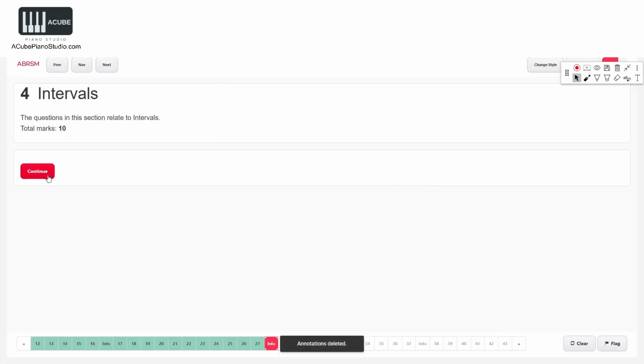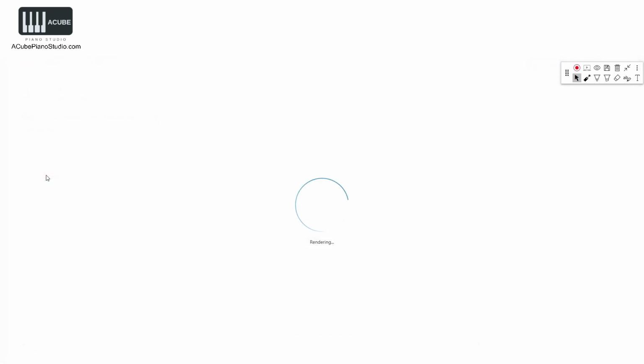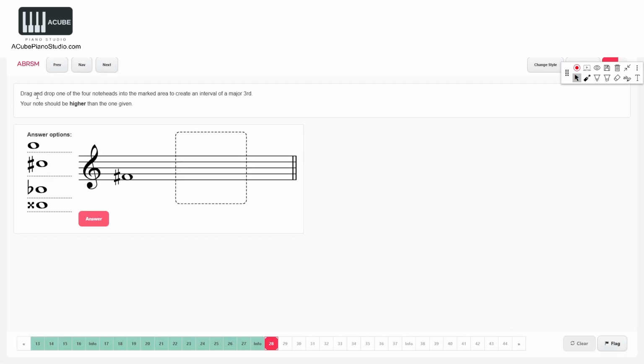Next, intervals. Alright, say you're asked to drag and drop one of the 4 note heads into the marked area to create an interval of major 3rd. Your note should be higher than the given one. So if you have F sharp, a 3rd above is A. So is it A sharp, A flat, or A whatever?